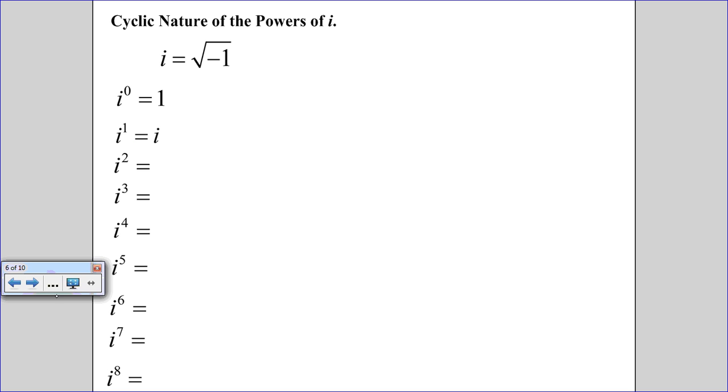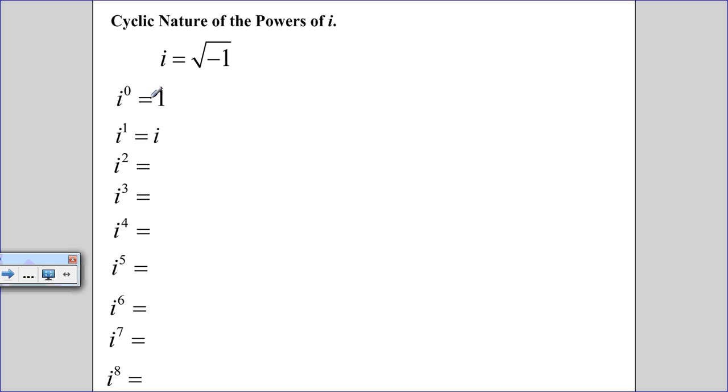Okay, the cyclic nature of the powers of i. Now that we have it, is there a pattern? Is there a cycle for the powers of i? Well, let's see. As you know, i is the square root of -1, so keep that in mind.